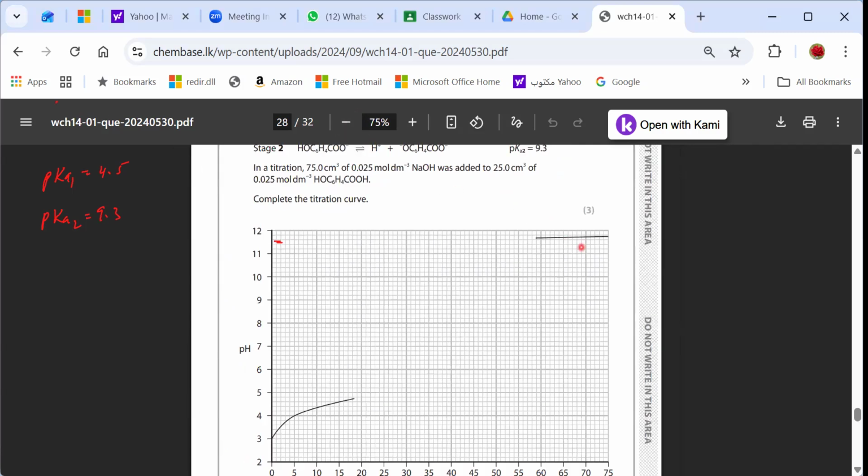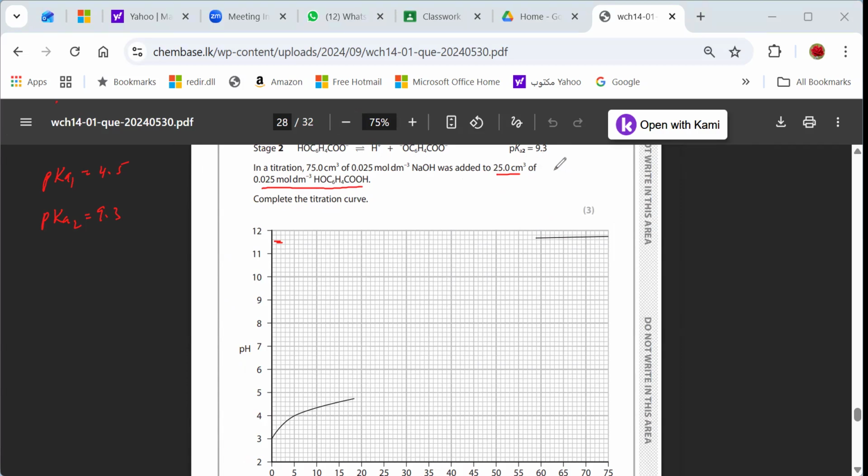They said that in a titration, 75 cm³ of this concentration of sodium hydroxide was added to 25 cm³ of this acid. Complete the titration curve. Now, first, when they added the sodium hydroxide to the acid, this means that the sodium hydroxide was the one present in the burette. So we don't know the equivalence point.